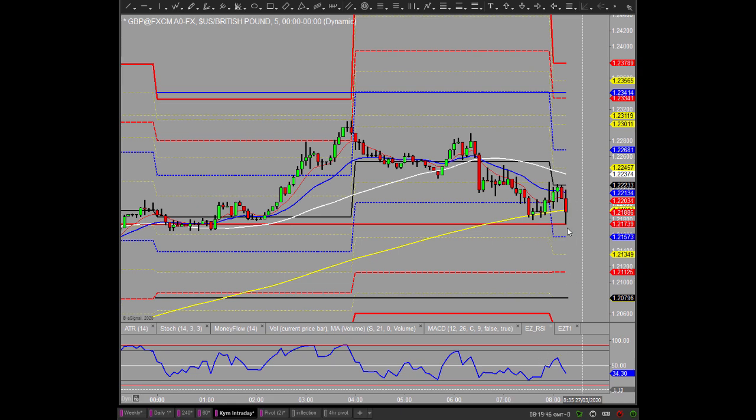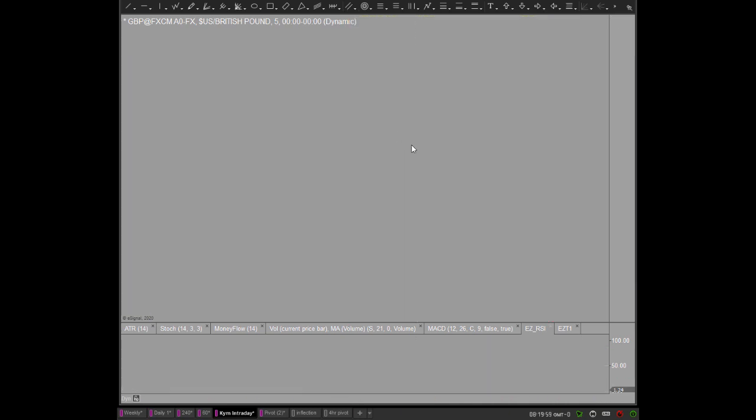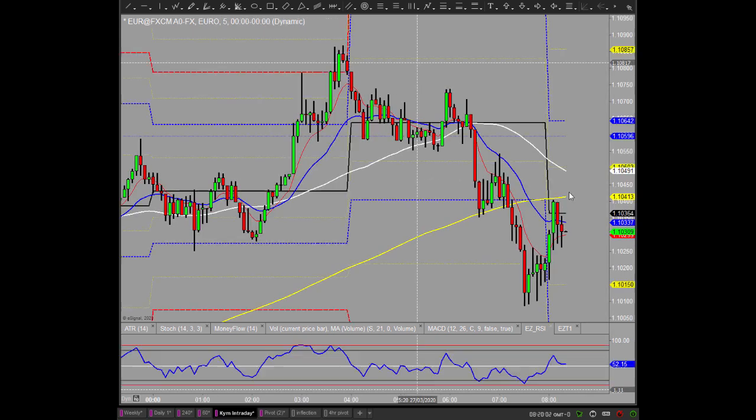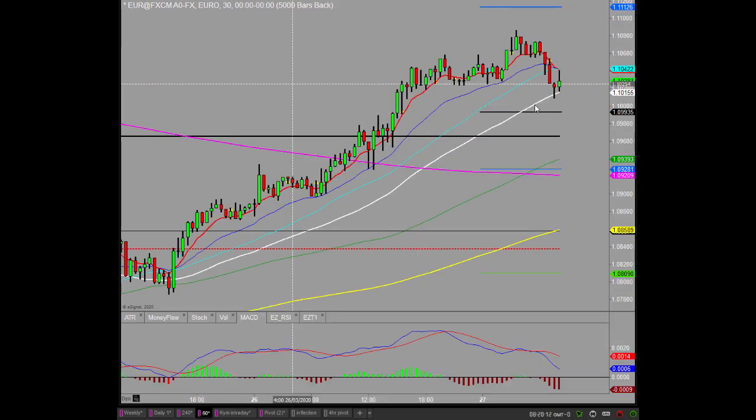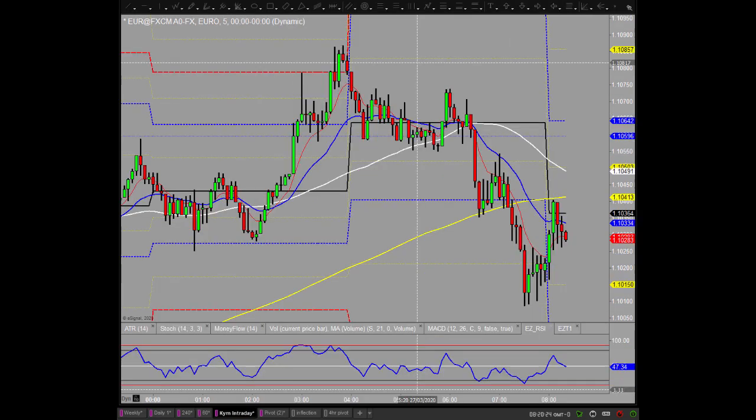But if we see a breakdown of this monthly S3, maybe I'll be looking for something. But at this moment, I'm just being patient. The euro, likewise, it's just a case of patience here. It's run back up into, or pretty close into, its 30-minute 21. It's run into some 30-minute resistance potentially here. The 30-minute 8 is crossing the 21. It's all looking a bit bearish from that point of view, but patience is needed here.